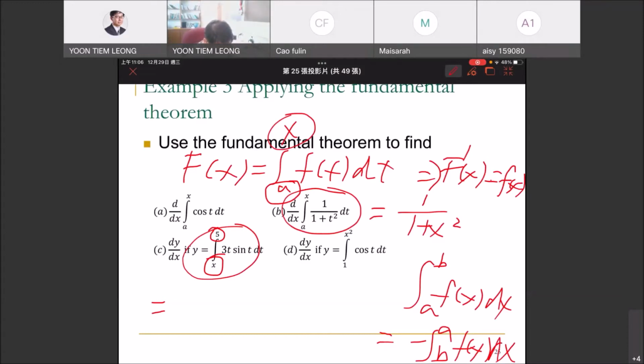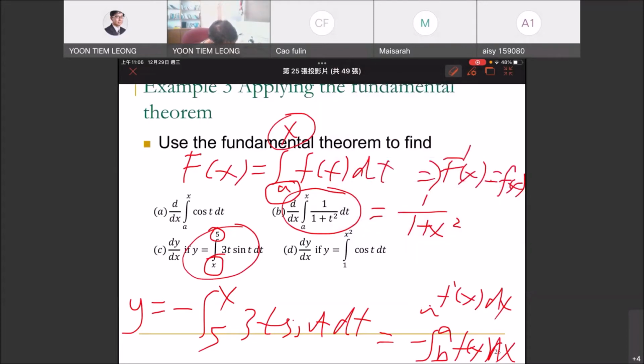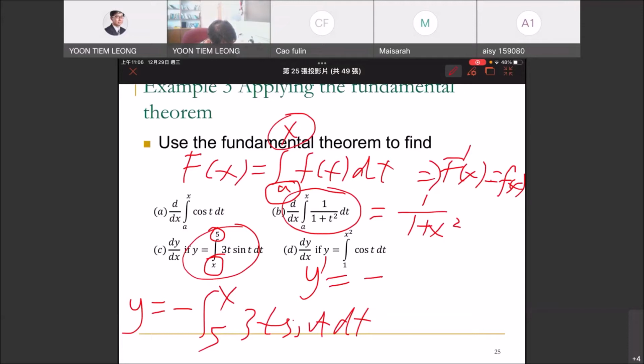So y is then just equal to a constant. 5 is a constant, right? Then you have x, and then you have a sin t over dt. Therefore, when you integrate, let me round off this one first. So when you integrate y, then the derivative of it, y prime, is just equal to the negative of 3x sin x. That's all. The answer for part C is just 3x sin x. Now, part D is slightly more complicated.